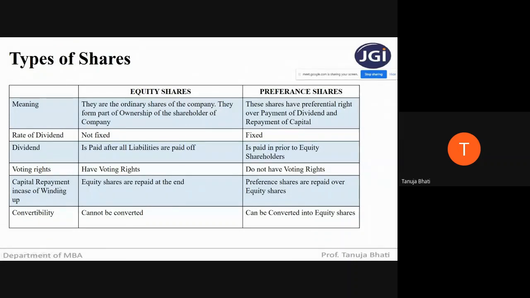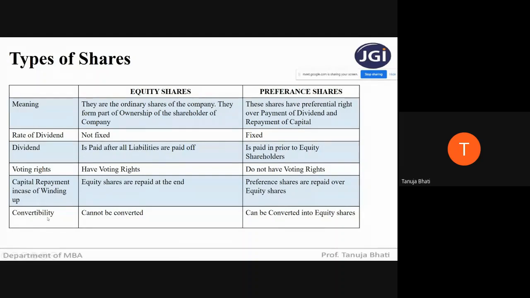Next, capital repayment in case of winding up. Equity shares are repaid at the end. As I told you, when the company is winding up, first the outsiders are paid, the outside liabilities are paid, then the preference shareholders are paid, and if anything is remaining at the end, then the equity shareholders are paid. So always equity shareholders are at the end. Preference shares are repaid over equity shares.